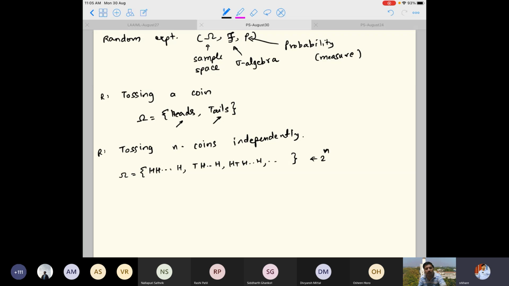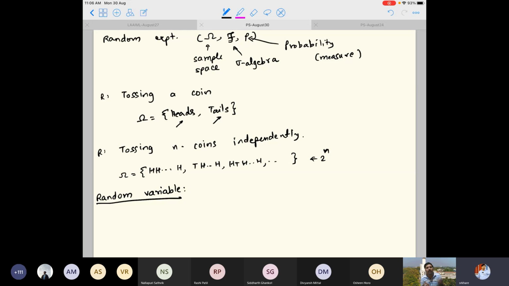So what we are going to do now is define something called a random variable. What will this random variable do? It will map the outcomes from the sample space to real numbers. So I can associate a real number with the outcomes. The outcomes in the sample space I will map to real numbers.